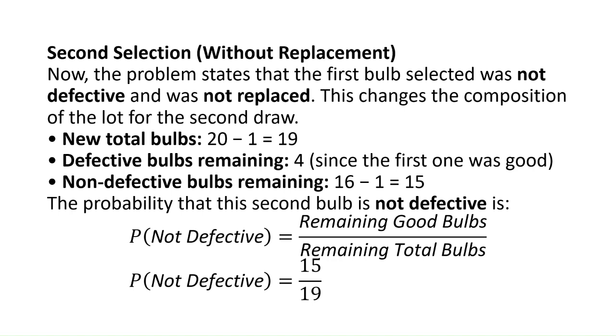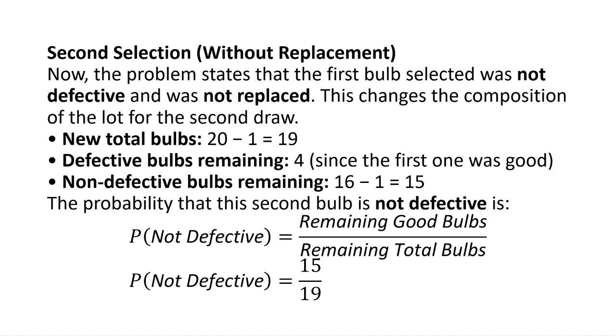Now the probability that the second bulb is not defective, that means a good bulb, will be given by the number of remaining good bulbs divided by the remaining total bulbs. That should be taken into consideration. So the probability of drawing a good bulb will be given by 15 by 19, because 15 is the number of remaining good bulbs and 19 is the total number of bulbs, because already one bulb was picked up and not replaced. A simple one only.